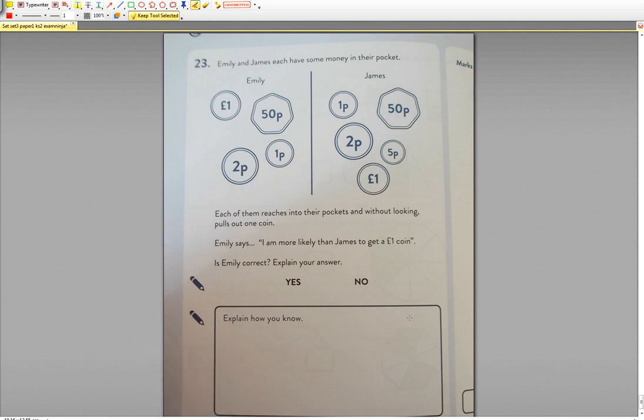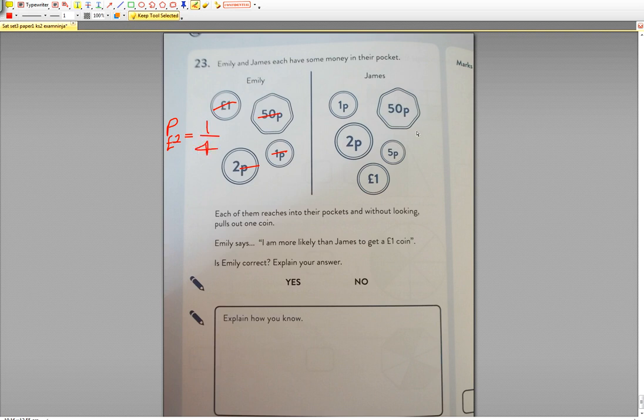Okay, Emily and James each have some money in their pocket. Emily's money, James' money. Each of them reaches into the pockets without looking, pulls out 1 coin. Emily says, I am more likely than James to get a £1 coin. Is Emily correct? So let's work it out. What's the probability of Emily getting a £1 coin? Okay, £1. So we have £1. We have 1, 2, 3, 4. The probability of getting £1 is 1 out of 4.